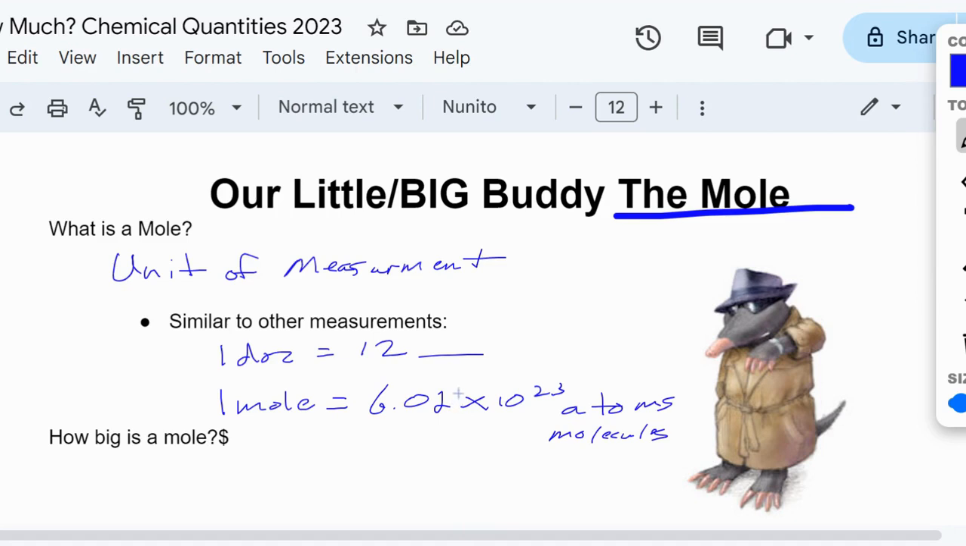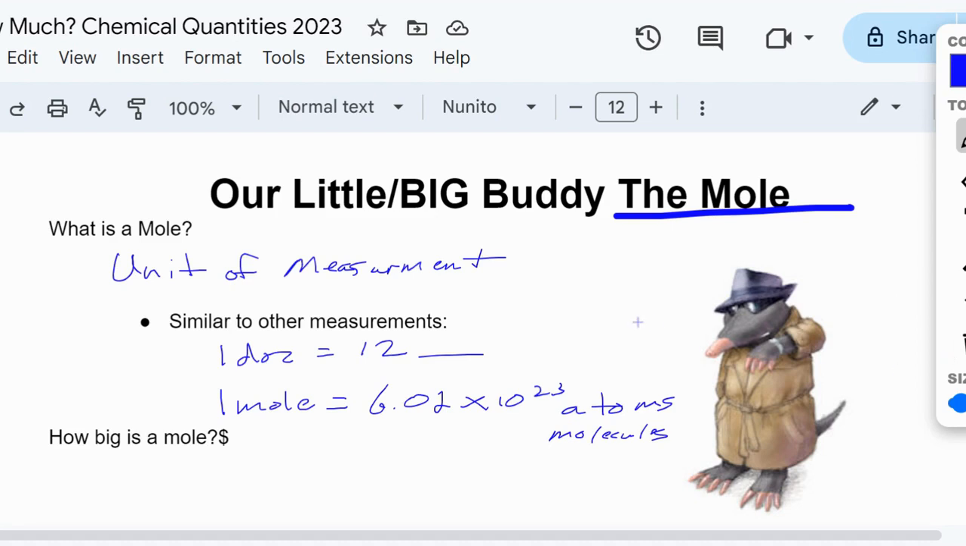Written out, it would be 602 sextillion. It is a very, very large number. How big is the mole? Well, if you had that amount of money, you would have to spend $1 billion a minute for over 1 million years to equal that. That's very large.